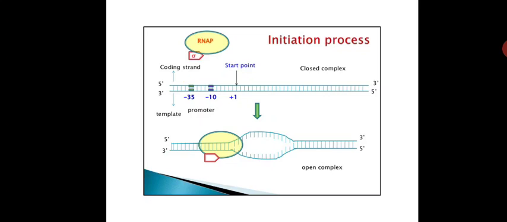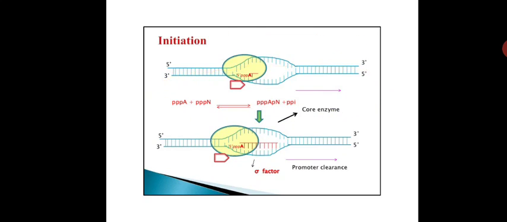When there is no binding of the RNA polymerase to this, the complex is known as closed complex. So the initiation process will be carried out in 3 steps: closed complex, open complex and promoter clearance complex, ठीक है. So when there is no binding of RNA polymerase to the promoter sequence, this is your closed complex.